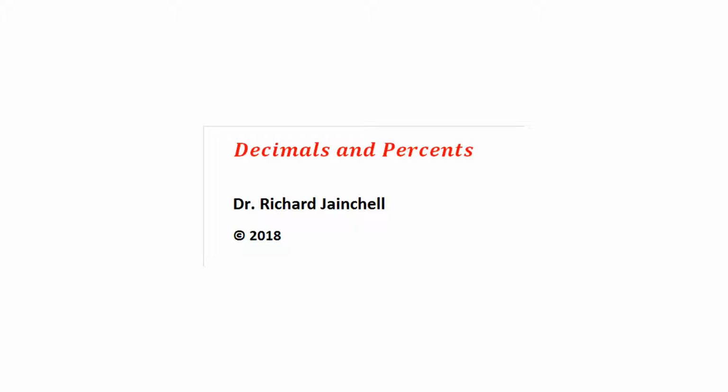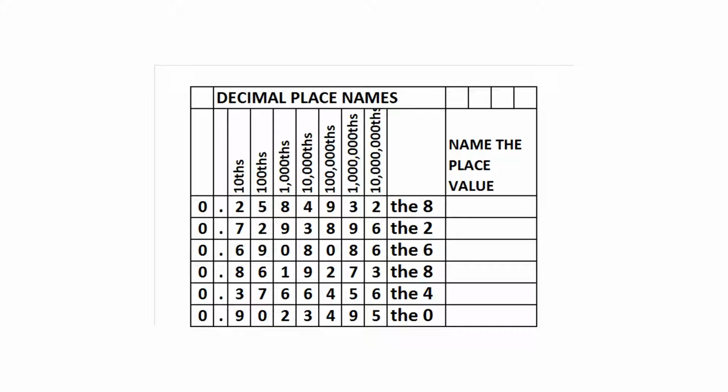Decimals and percents. Here we go. Here we have some examples of decimal place names. If you start from the left, it's tenths, hundredths, thousandths, ten thousandths, hundred thousandths, millionths, ten millionths. What would be next? Hundred millionths, billionths.